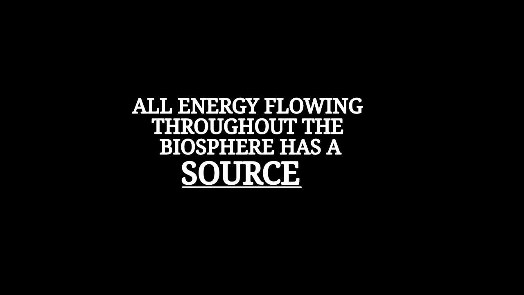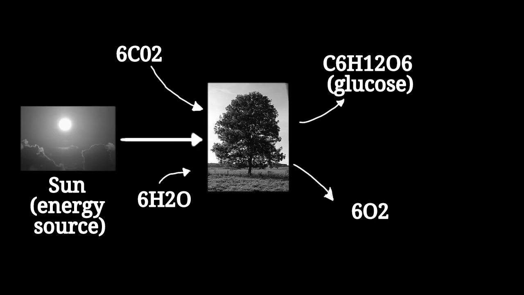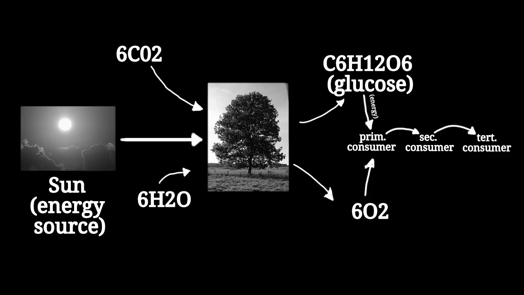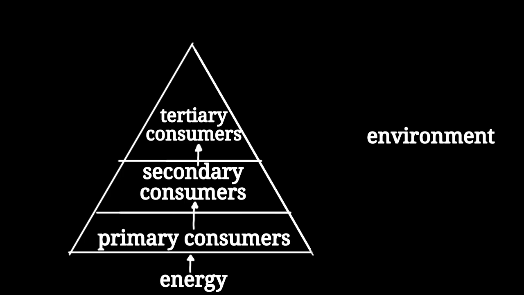The functioning of the biosphere is dependent on the flow of energy throughout it. Energy comes from a source. For simplicity, we'll only consider the sun, but know there's also chemical energy. Producers like plants store it in glucose during a process called photosynthesis. It then passes on to primary, secondary, then tertiary consumers. This flow can be represented on an energy pyramid depicting each of the trophic levels.